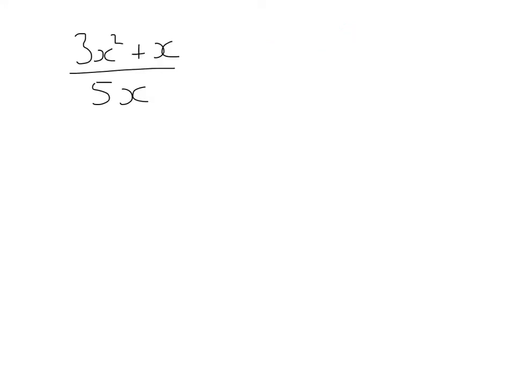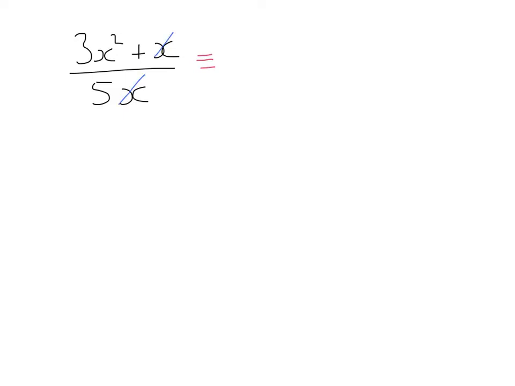Now just like before, we will start by looking at the numbers. I've got a binomial on top, 2 terms, and I've got 1 term on the bottom. So I'm going to start by looking at the numbers. I've got a 3, a 5, and a secret 1. Is there anything that can divide into all 3 of those? No. So I can't simplify the numbers. Next I will look at the letters. Well, this term has x squared in it, this one has x, and this one has x as well. So they all have an x in them, so we can simplify the letters.